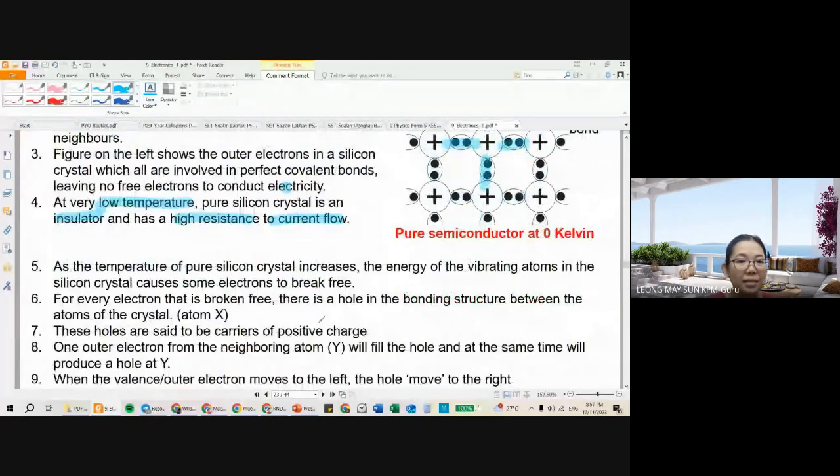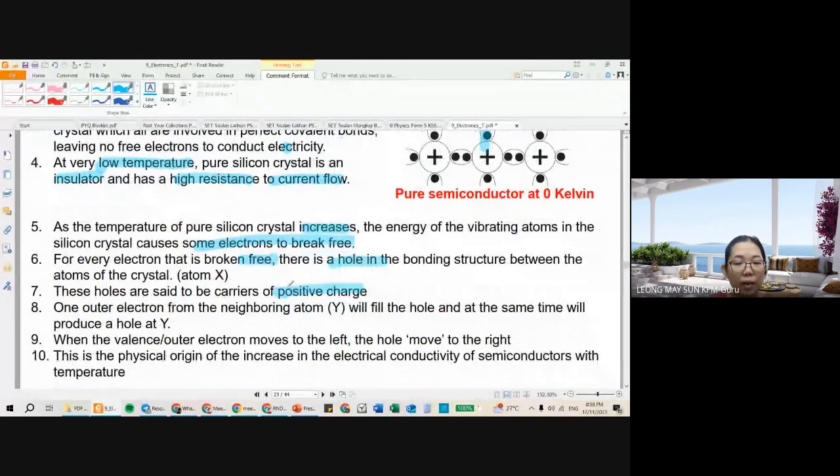But as the temperature increases, the atoms will actually start to vibrate. When they start to vibrate, some of the electrons start to break free, and they can move towards the positive terminal, hence reducing the resistance. Every electron that is broken free leaves a hole in the bonding structure. Later I'll show you the simulations. This hole will be the positive charge carrier, and the electron that breaks free is the negative charge carrier.